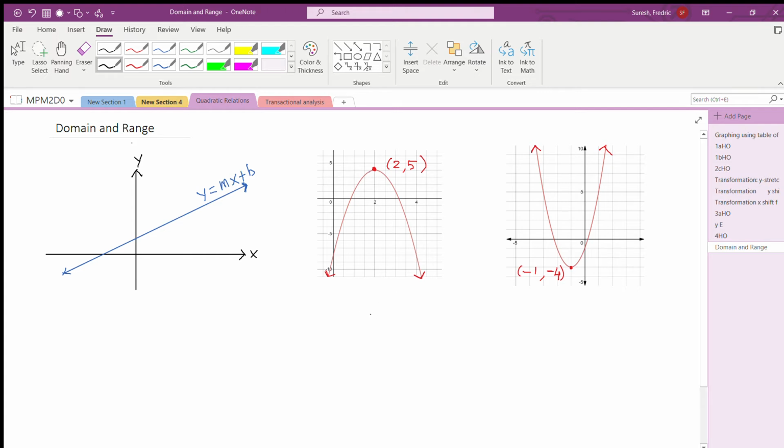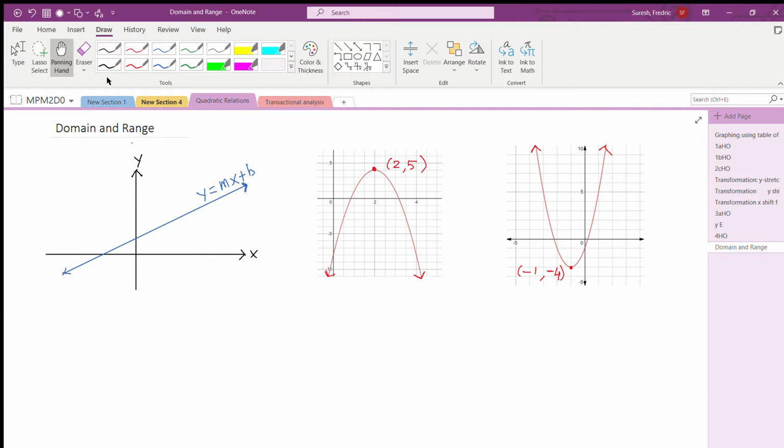Hey guys, in this video we're going to talk about domain and range. Let's go to what you know already from your grade 9. Here I have a straight line with an equation y equals mx plus b, and the question now is this. These lines, as indicated by the arrows at the very end, extend forever and ever on the right side, going up, and on the left side it's going to go down forever and ever.